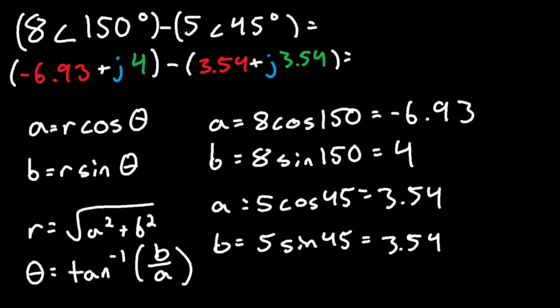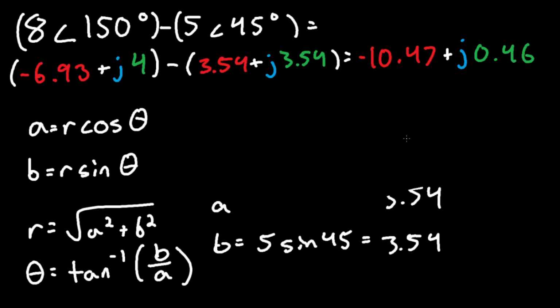So go ahead and add these numbers together. You have negative 6.93 minus 3.54, right? Don't forget to distribute the negative along this parenthesis. So you have negative 10.47 here, plus j, 4 minus 3.54 to get 0.46 here. Well, once you reach this step, you just have the easy stuff left.